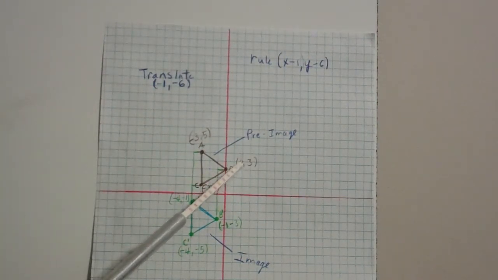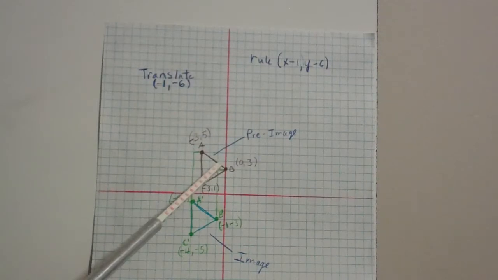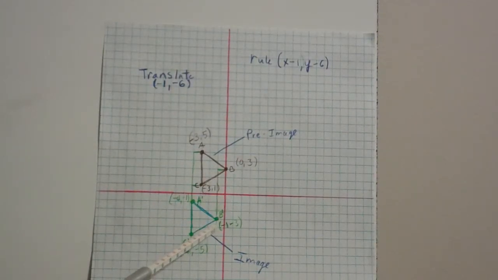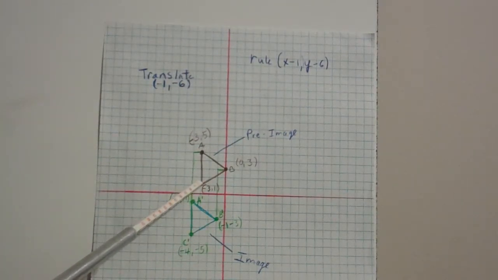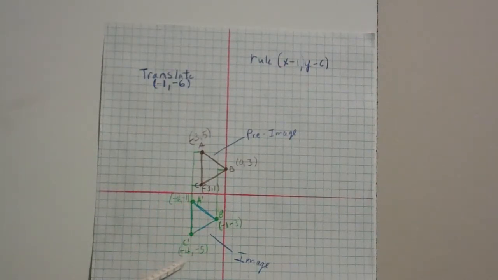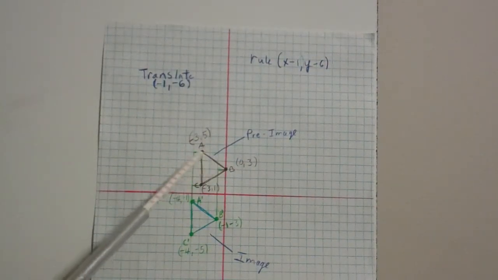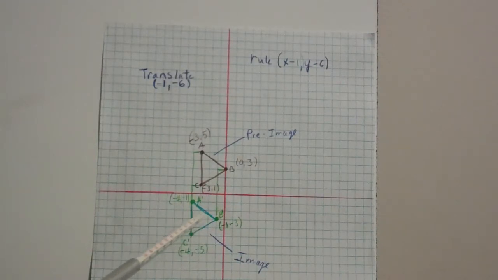And then B is at 0, 3, so I'm going to move that over 1 and then down 6 and end up at -1, -3, and that's B prime. And then C prime will start here, move it over 1, down 6, and end up at -4, -5. And that, as I said, is C prime. So here's my pre-image over here. This is my new image. And the rule for this one is x minus 1, y minus 6.